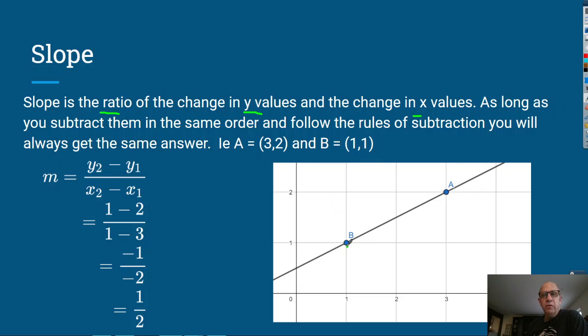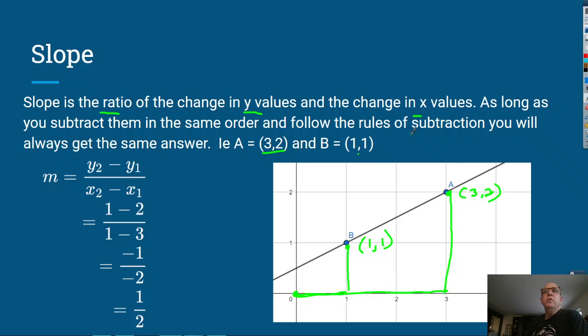So here we've got 2 points. We've got point B and point A. Point A is 3, 2, so we start at 0, we go over 3, and we go up 2. Point B is 1, 1, so we go over 1 and up 1. Okay? And those are our 2 points.